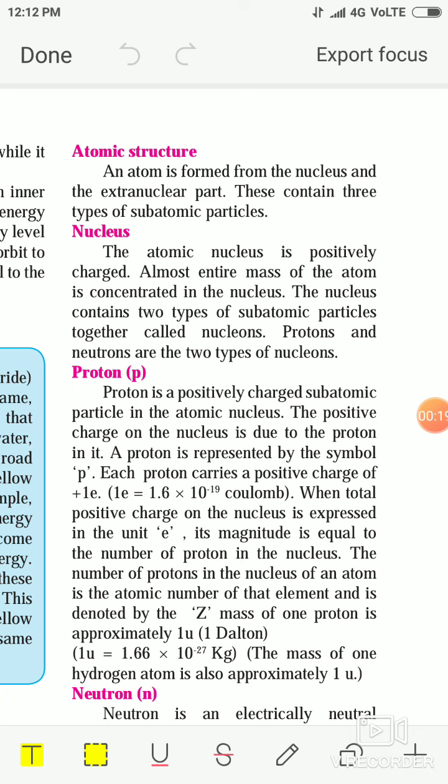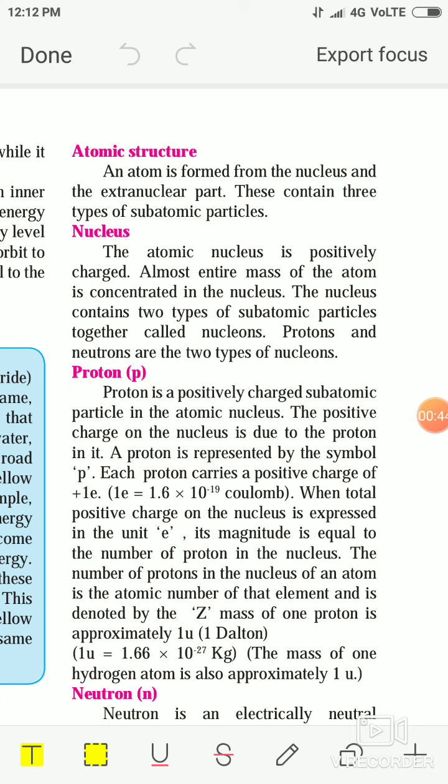Let's see more about atomic structure. An atom is formed from the nucleus and the extranuclear part. These contain three types of subatomic particles. The first is the electron, second is the proton, third is the neutron. Let's see them one by one.